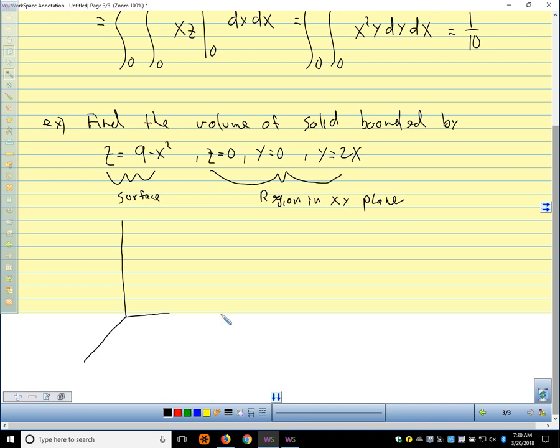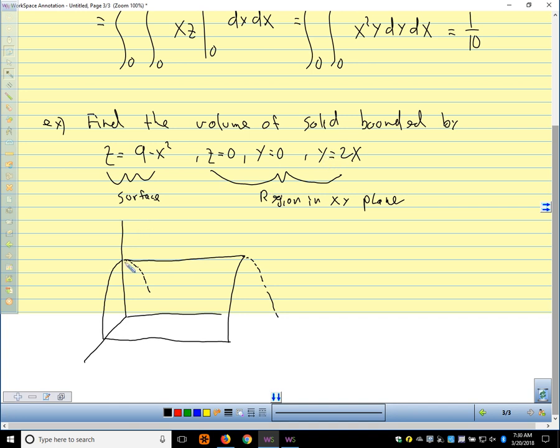So in the xz plane, we get a parabola, and we're bounded by y equals 0. So we start here. Well, y can be anything, right? So we get a parabolic cylinder, like a tunnel. And we're bounded below by z equals 0. And this, y equals 2x.